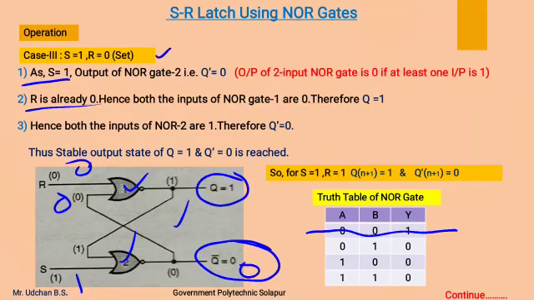Hence as Q is 1, both the inputs of NOR gate 2 are 1. Therefore Q complement will become 0. For 1 1, the output is 0. Thus stable output state of Q equal to 1 and Q complement equal to 0 is reached. Therefore for S equal to 1 and R equal to 0, we get Q as a 1 and Q complement as a 0. Therefore this output state is named as a set state.